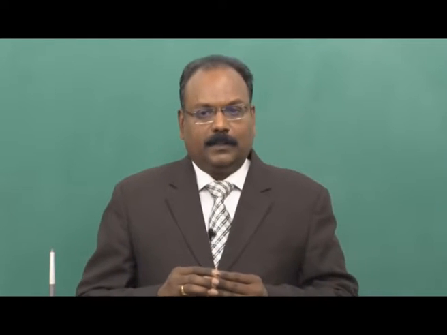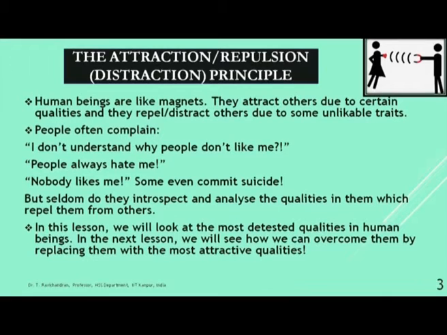Now why this topic? First you need to understand the attraction-repulsion principle, how it works. Human beings are like magnets, not only figuratively, literally you know that we have a lot of magnetic energy within us and in the field around us. So figuratively also we attract others due to certain qualities in us, and they feel repelled from us due to certain unlikable traits in us. So the attraction and repulsion is happening because of attractive qualities as well as qualities which others find very repugnant, loathsome, hateful.